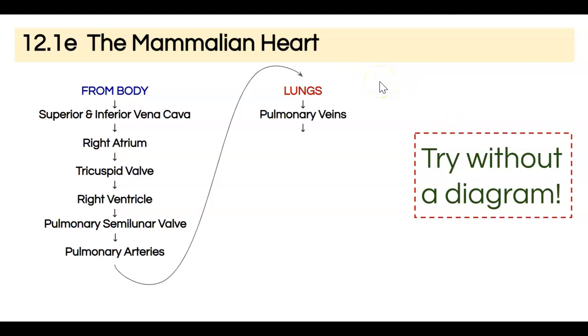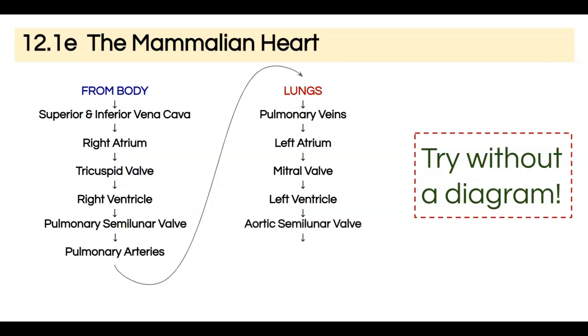The pulmonary veins are where they're going to have their re-entry point into the heart. And so the pulmonary veins are going to lead to where? The left atrium. The left atrium is going to contract. That's going to draw blood through the mitral valve and into the left ventricle. From the left ventricle, that blood needs to be forcefully pushed to the body because it's now oxygenated. So it's going to travel first through the aortic semilunar valve, to the aorta, and finally to the body.